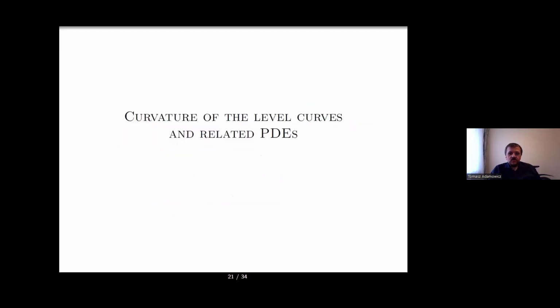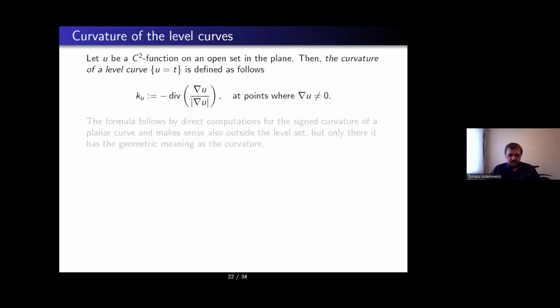Okay, so this is everything about the isoperimetric inequalities. And now we remain in the setting of manifolds, but would like to focus on the curvature of level curves. And so let us first recall some notions from the planar setting. Suppose that U is a C2 function in an open set in the plane, then the curvature of a level curve is defined as follows at points where the gradient of U is non-zero.